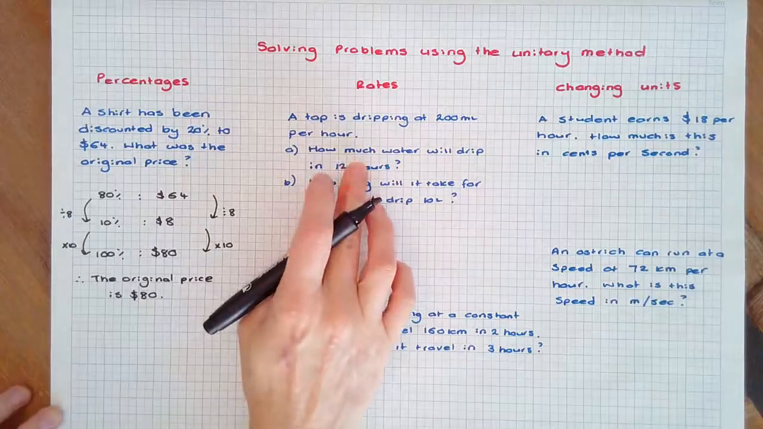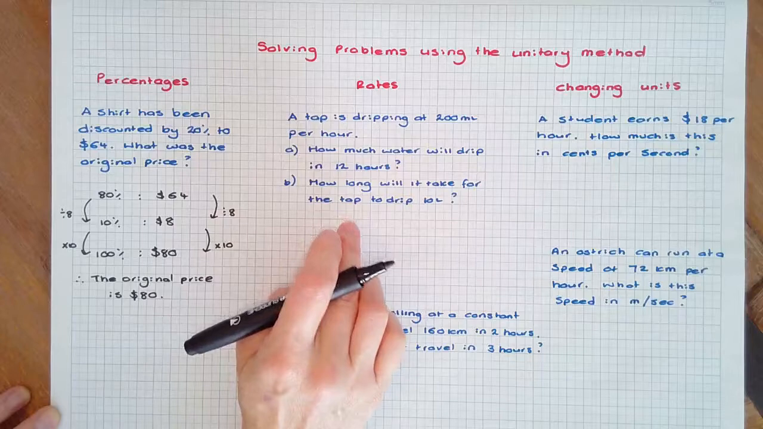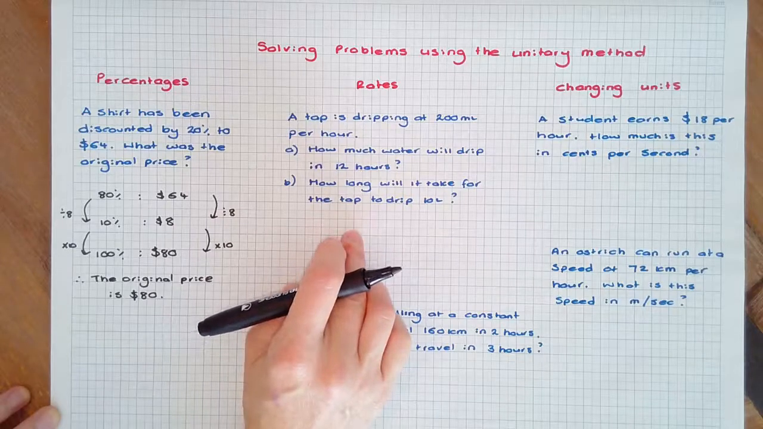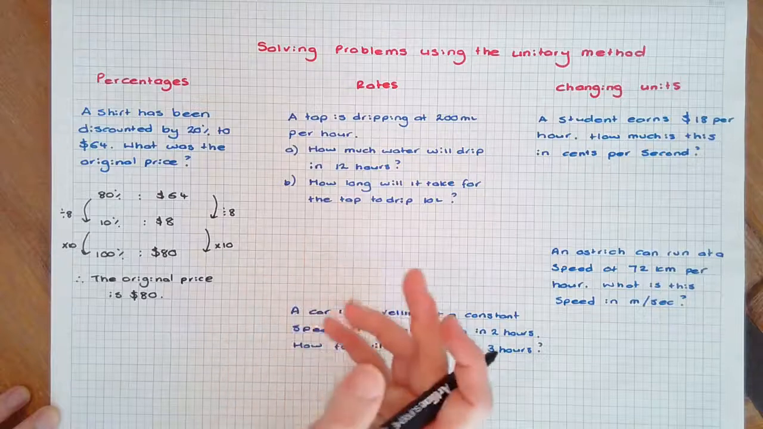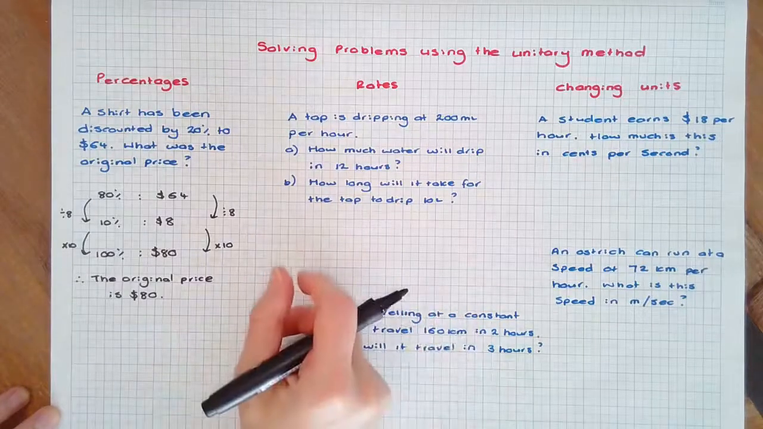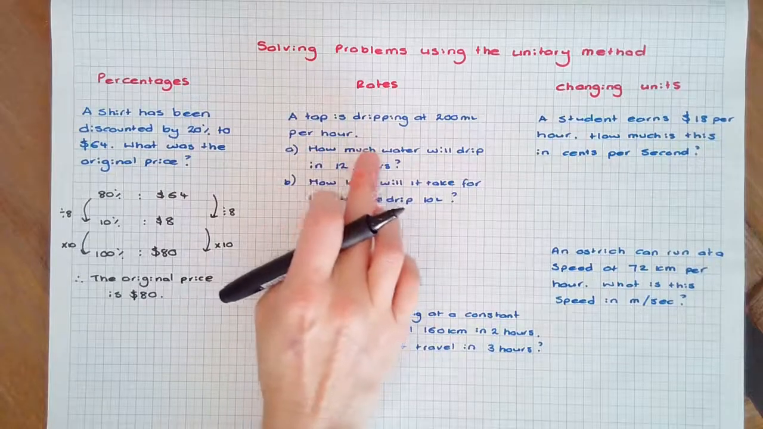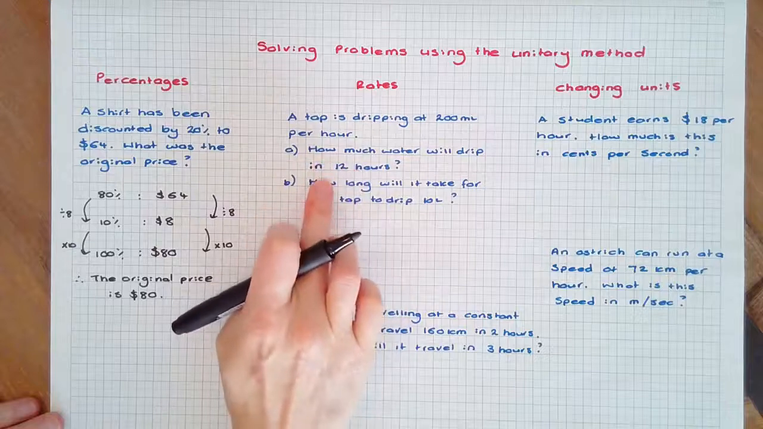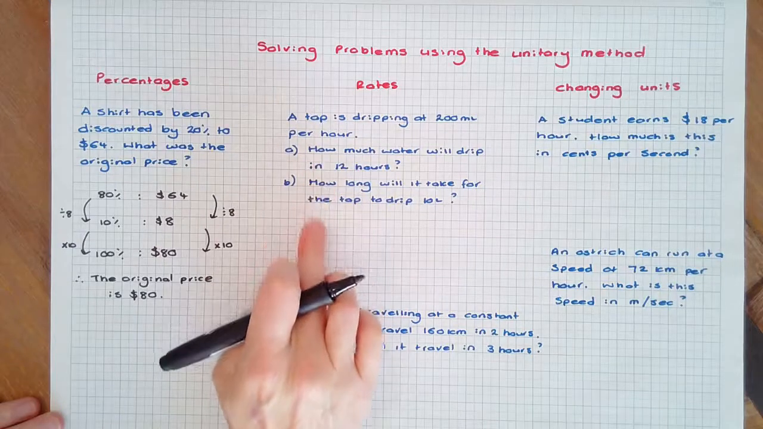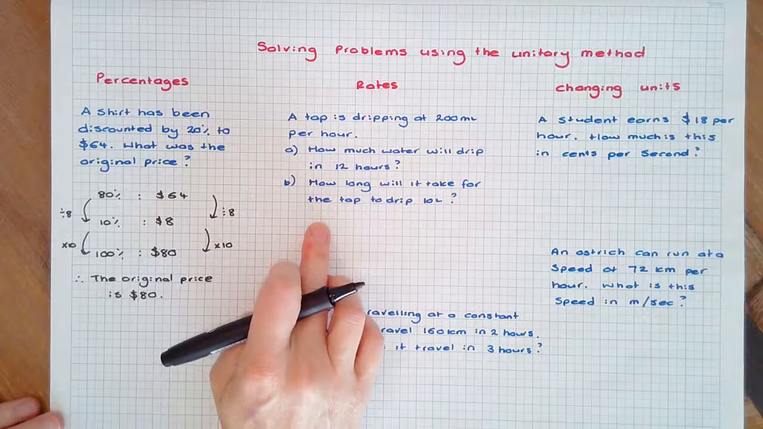Rates. A rate is one quantity measured against another quantity or measure. For example, kilometres per hour, metres per second, dollars per square metre, dollars per litre, etc. Suppose a tap is dripping at 200 mils per hour. Firstly, how much water will drip in 12 hours? And secondly, how long will it take for 10 litres of water to drip?